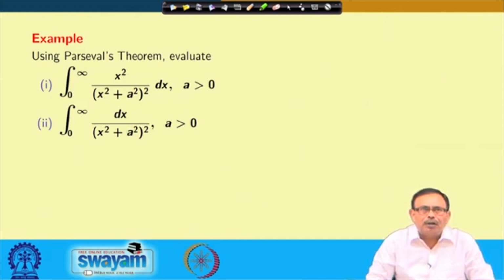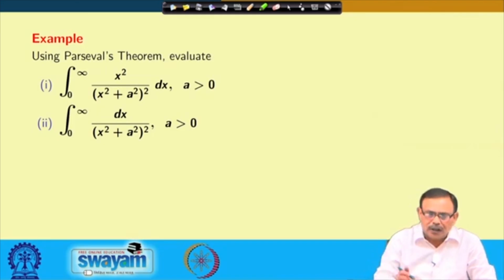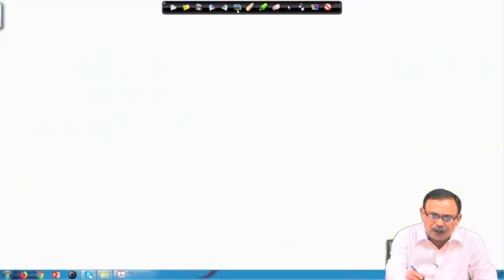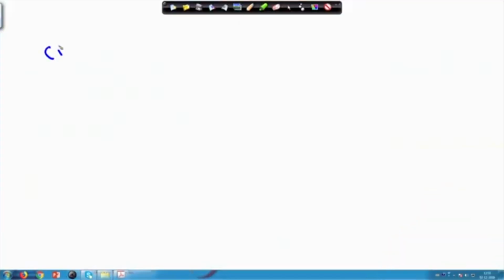The first integral is the integral from 0 to infinity of (x^2 / (x^2 + a^2)^2) dx, where a is greater than 0. The second one is the integral from 0 to infinity of dx / (x^2 + a^2)^2, where a is greater than 0. So, let us solve the first problem, where we have to evaluate the integral of x^2 / (x^2 + a^2)^2 dx. This is equal to how much, where a is greater than 0.